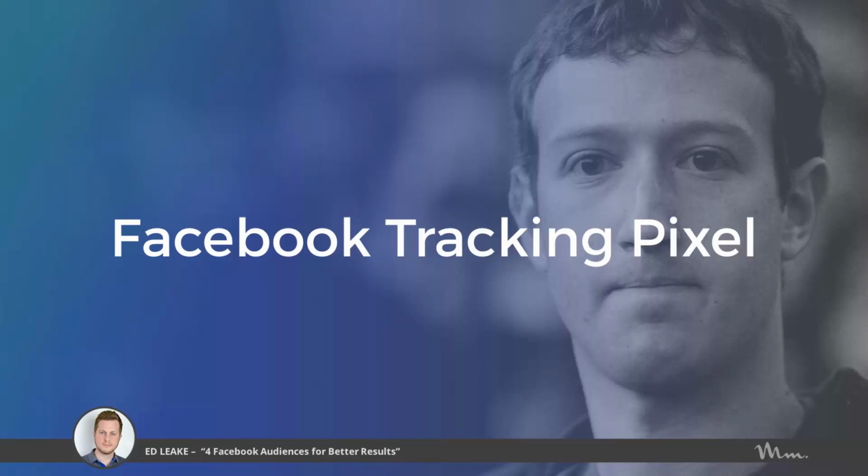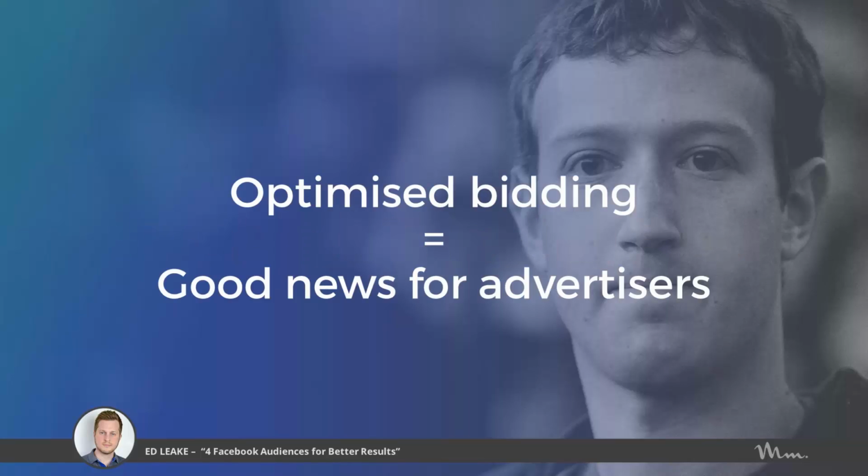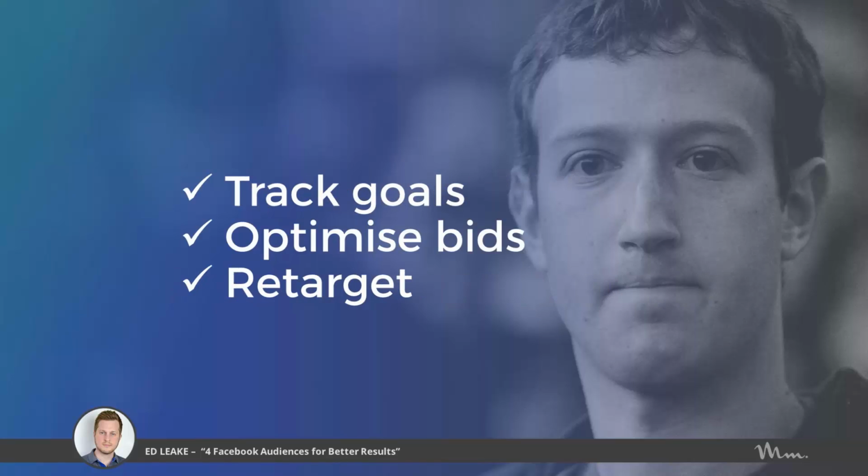It'll enable you to tap into Facebook's deep targeting capabilities and, perhaps more importantly, leverage the automated, optimized conversion-based bidding. So I guess you could say the pixel has 3 key purposes. One being to track your goals, your conversions. The second to be optimizing your ads against. And thirdly, to build your retargeting audience.